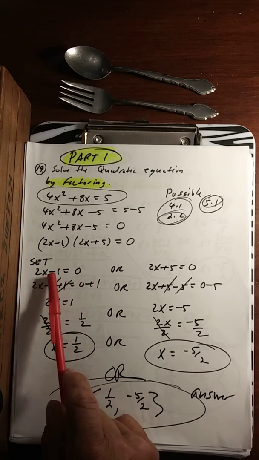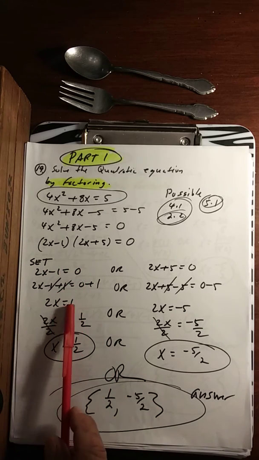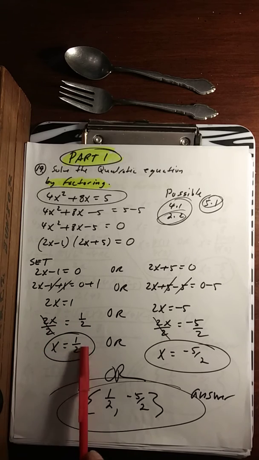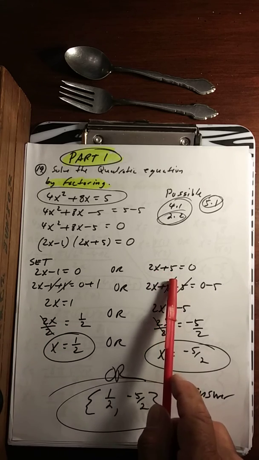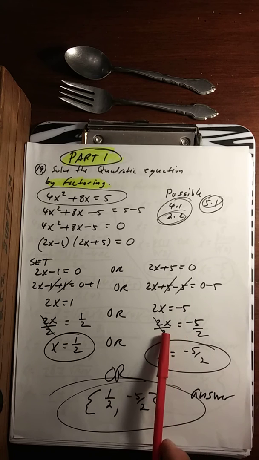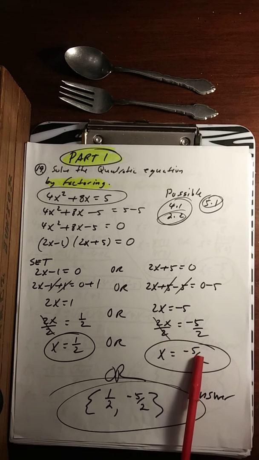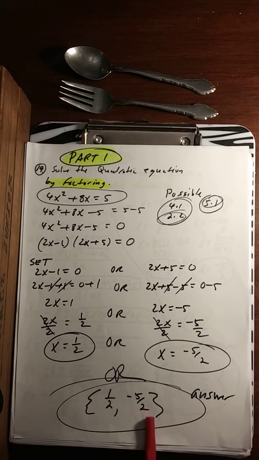Yep. 2x minus 1 equals 0. Add 1. 2x equals 1. Divide by 2, so x is a half. So 2x plus 5 equals 0, so 2x equals negative 5. Divide by 2, so x is negative 5 halves. So 1 half and negative 5 halves by factoring.